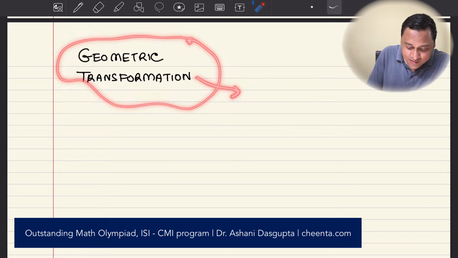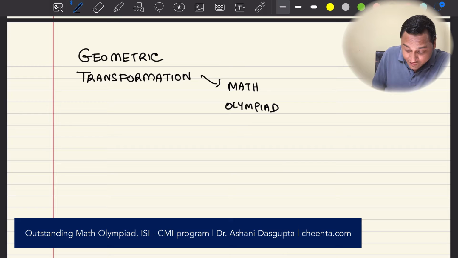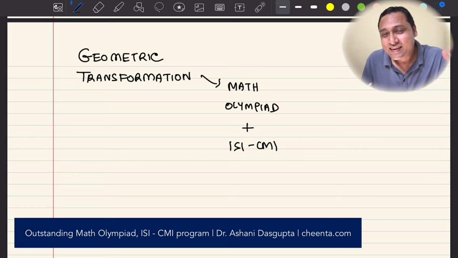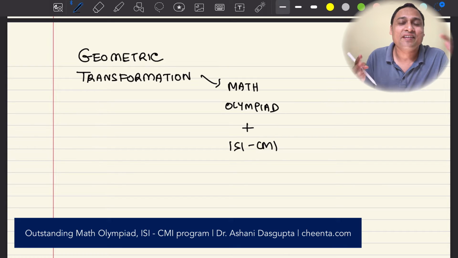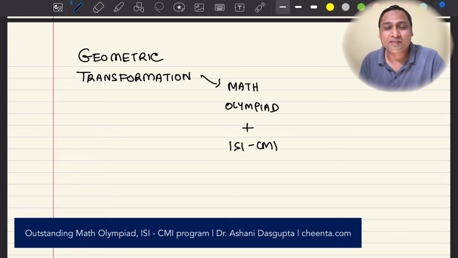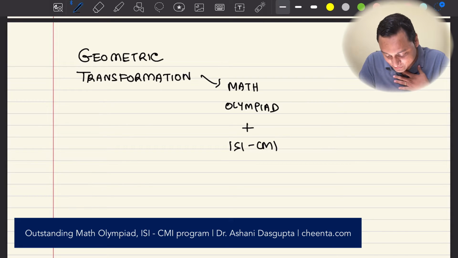Geometric transformations are very important for mathematical Olympiads. They are also quite important for ISI-CMI entrances. Most important thing is this. They are actually very beautiful. When you are able to use them and solve geometry problems, you feel really happy about it. And that's, I think, the most important reason I do geometry transformations.